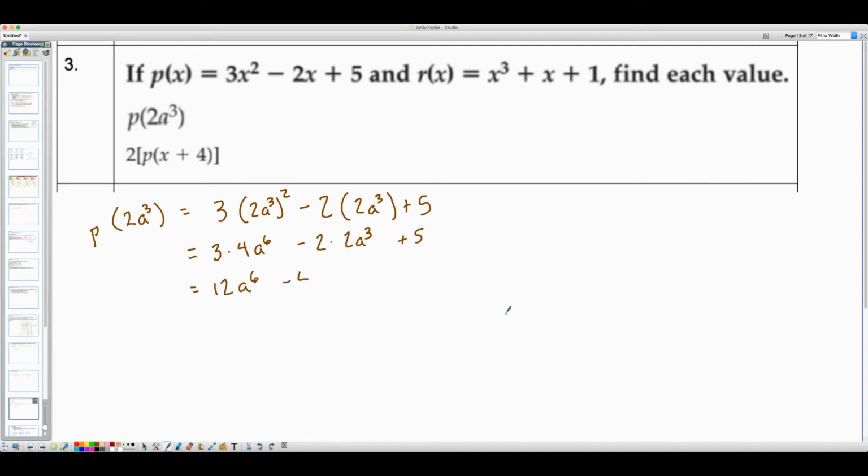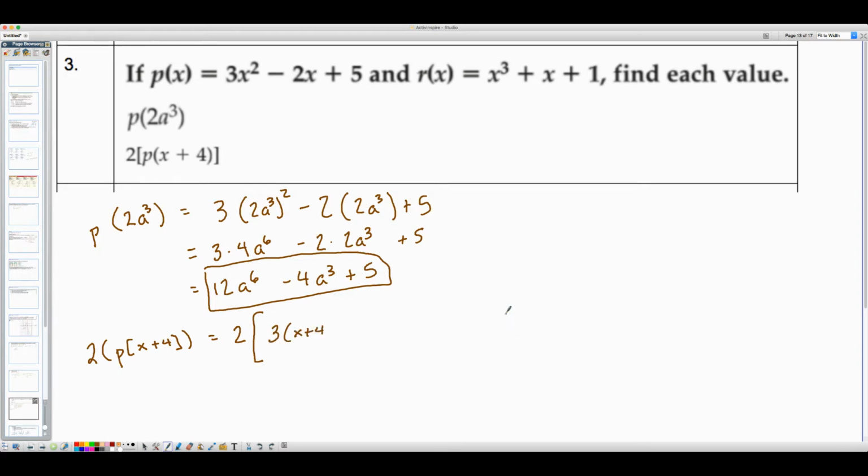So I get 12a to the 6th minus 4a cubed plus 5, and that's my answer. In the second one, we have 2 times this polynomial, and there's the expression on the inside. So I'm going to write this as 2 times, and I'll plug in x plus 4 into the equation for p. I think on some of the questions it had to use r. We didn't use r in this particular one, these two, so you can use r in the other ones that you want to try. I'll expand this.